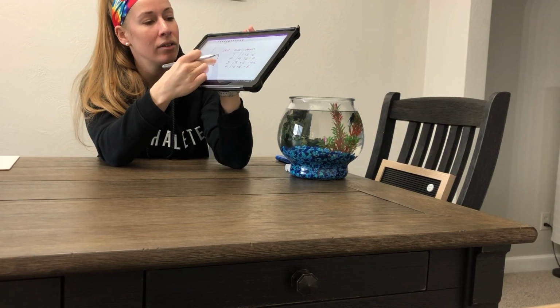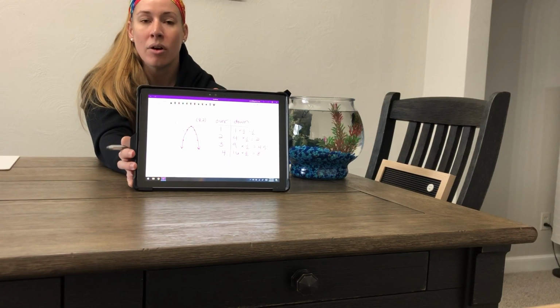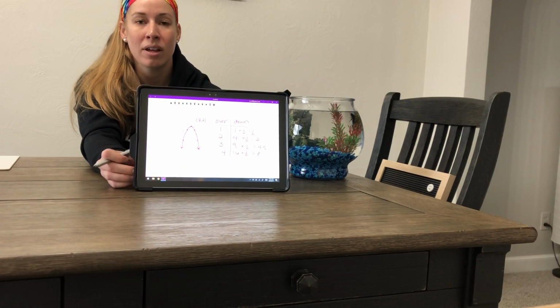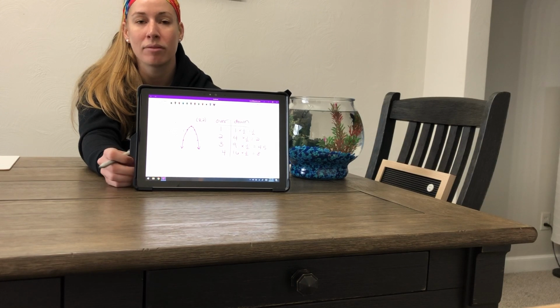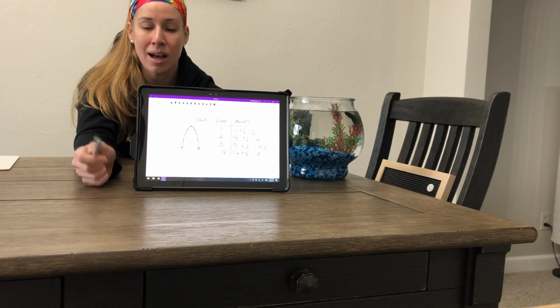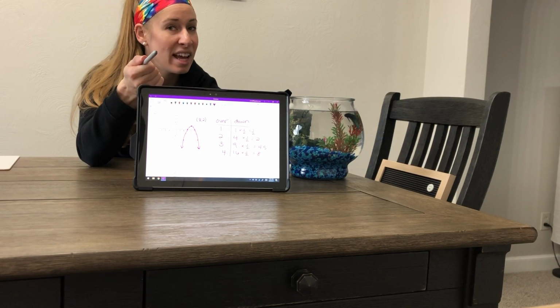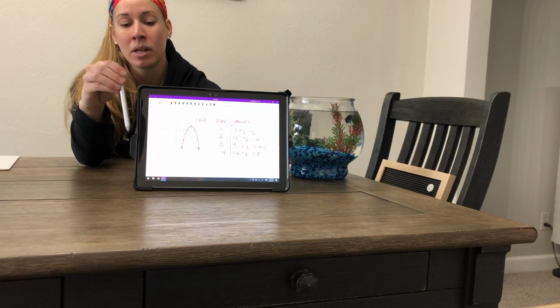And there you go. I'll freeze it there for a second. So again, it's opening down and compressed by a factor of 1/2, and you should have known that just by looking at the a value. All right, opposite b over 2a tells you the x value of the vertex.